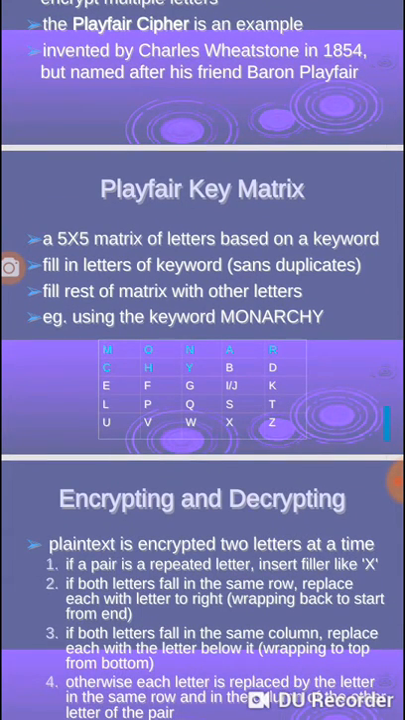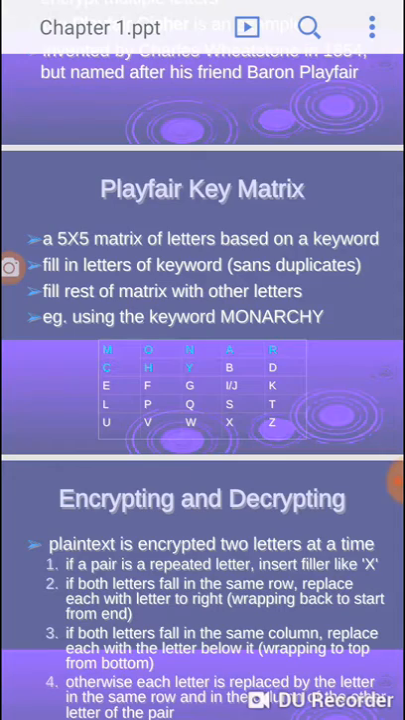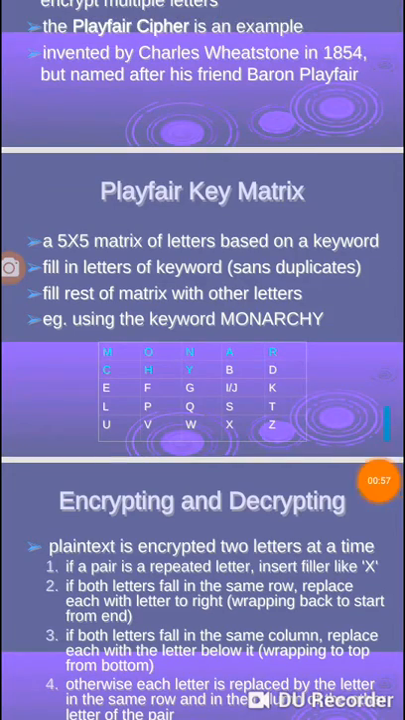In it we need to construct one Playfair key matrix, a 5 by 5 matrix of letters based on a keyword. So fill in all the letters of the keyword, remove the duplicates, and fill the rest of the matrix with other letters. For example, suppose the keyword we are going to consider is monarchy.